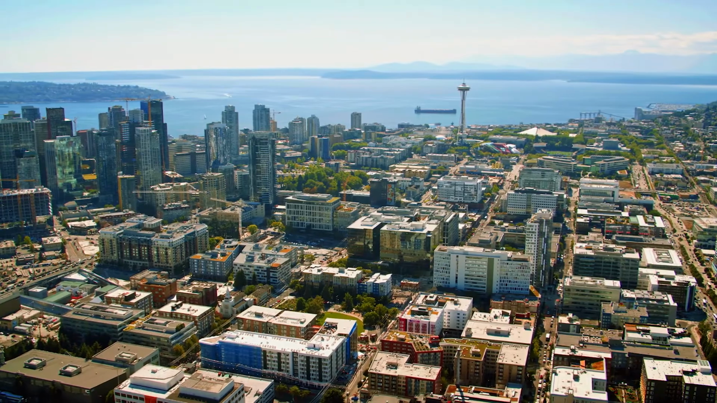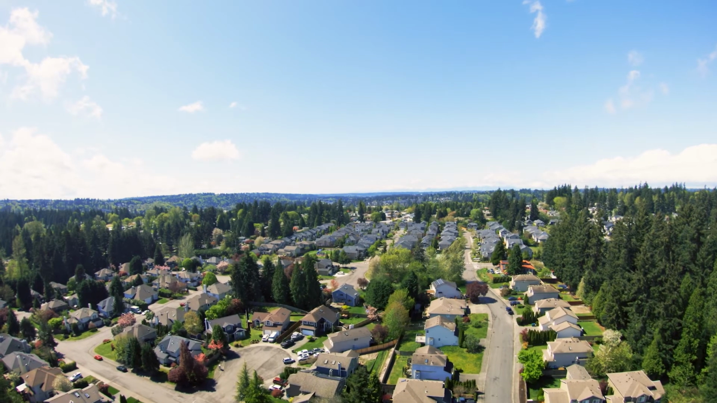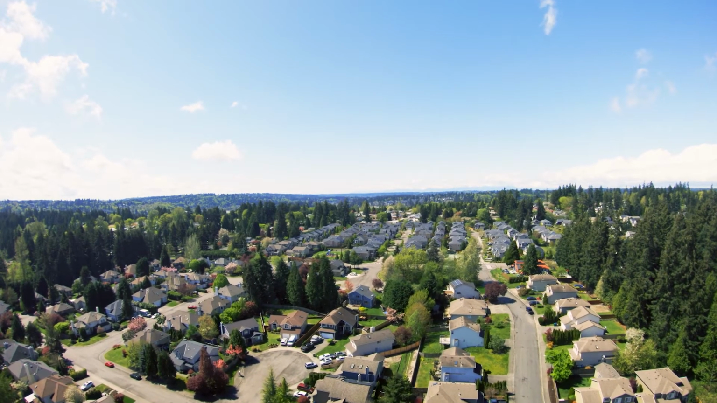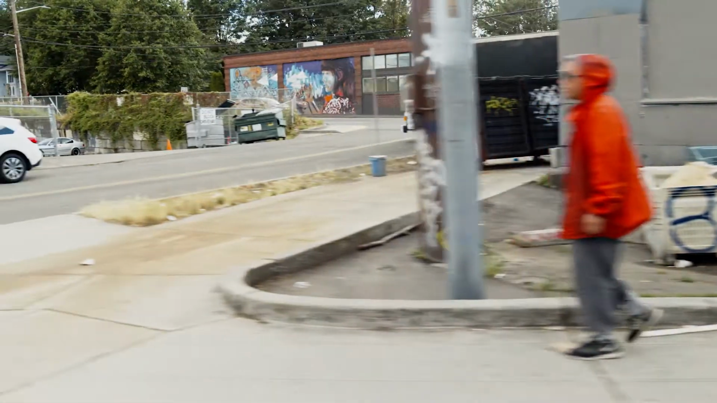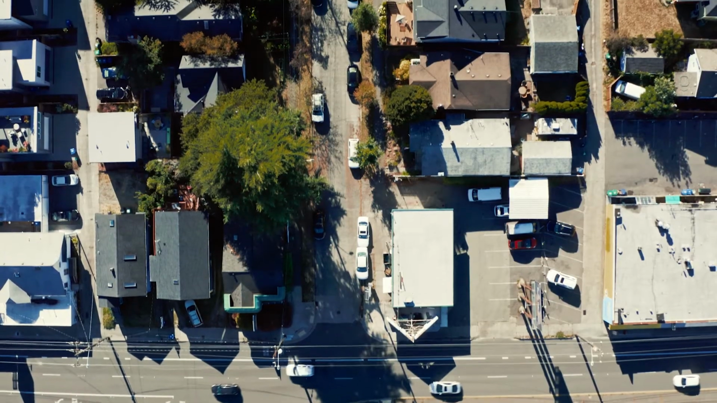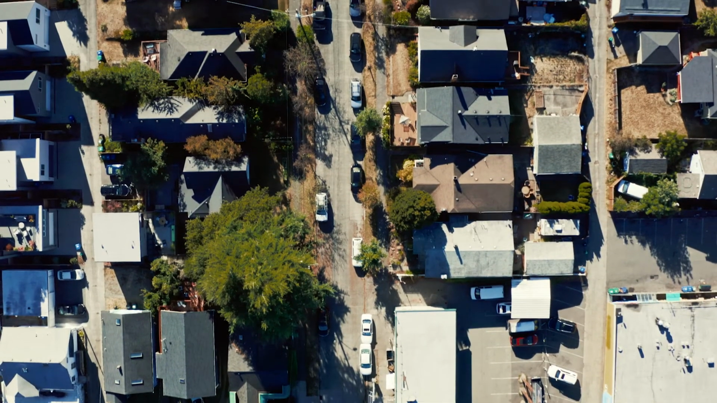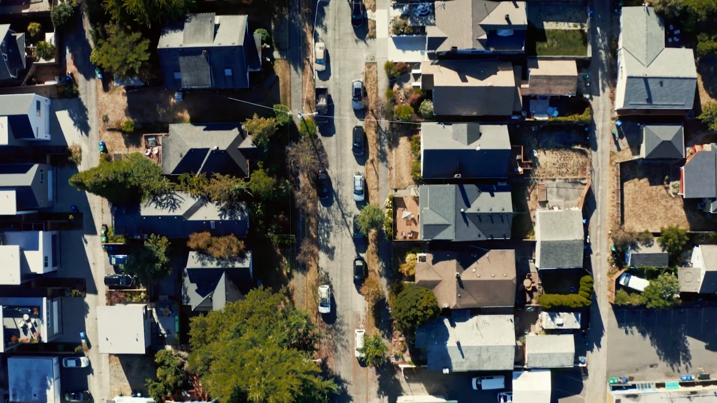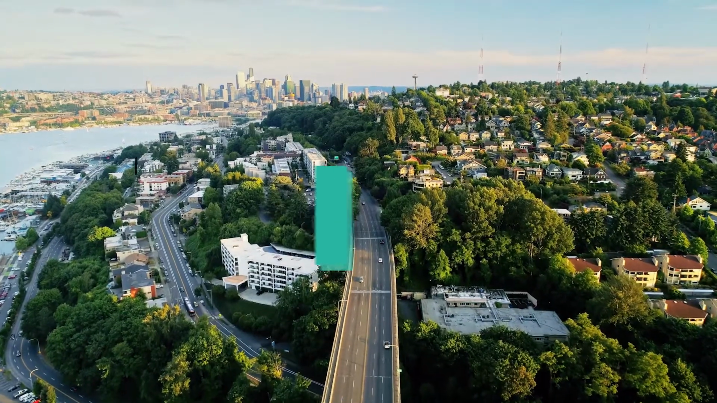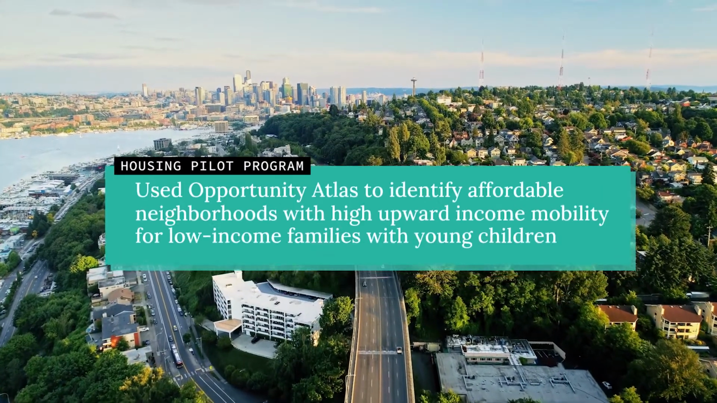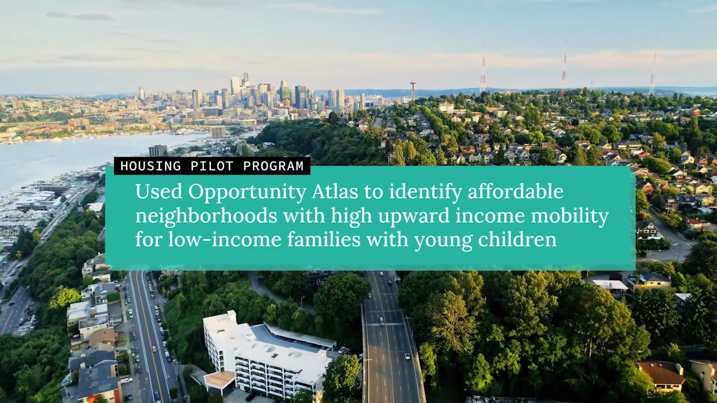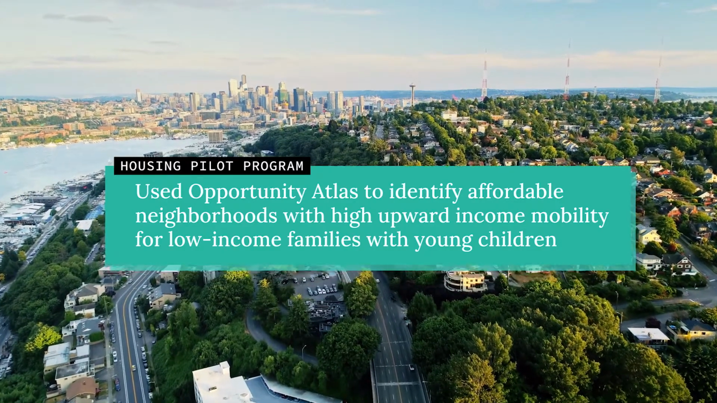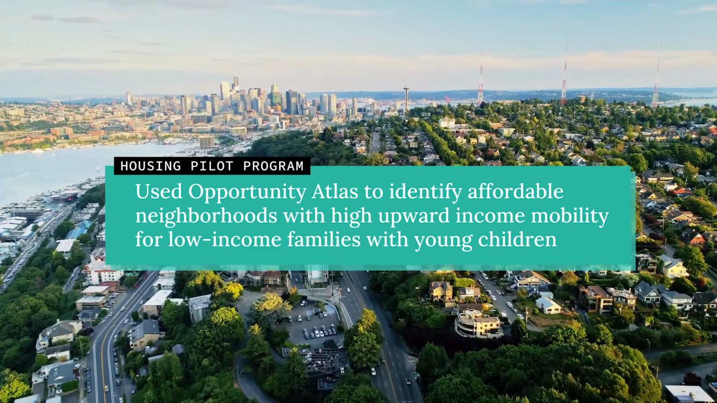Although there has been growing interest among policymakers to develop policies and programs based on neighborhood outcomes, they frequently had to rely on more indirect indicators such as poverty rates. Outcomes-based indicators, like in the Opportunity Atlas, provide a new tool that can help policymakers design policies with greater specificity for specific populations. To support families' access to high-opportunity neighborhoods, Seattle and King County housing authorities used the Opportunity Atlas to identify affordable neighborhoods with the highest upward income mobility.